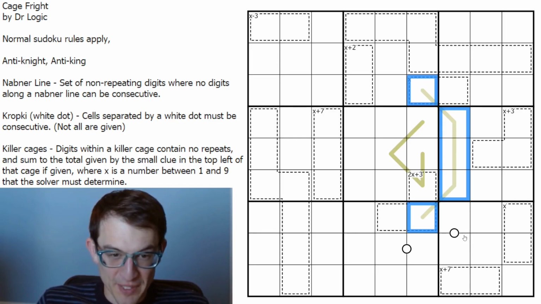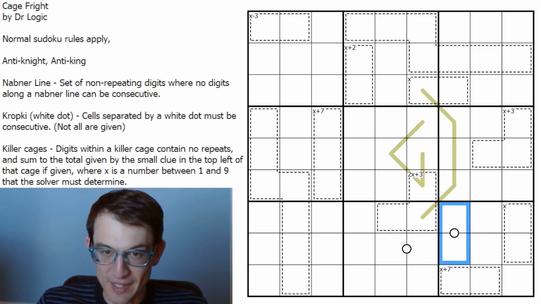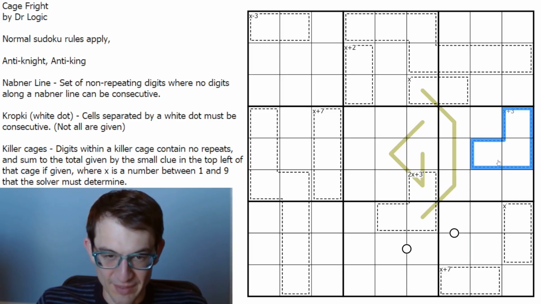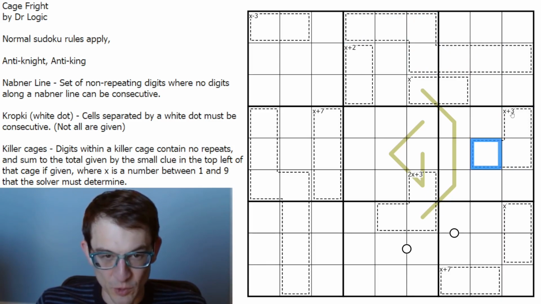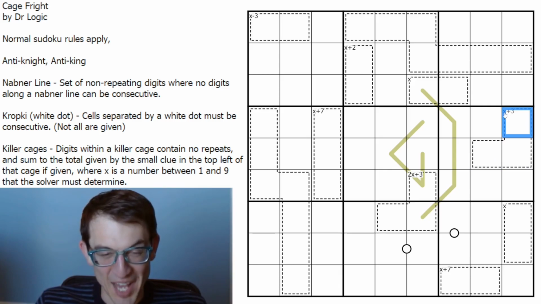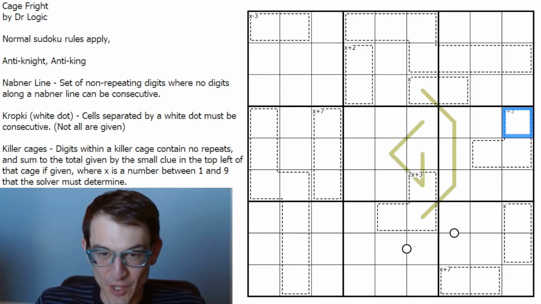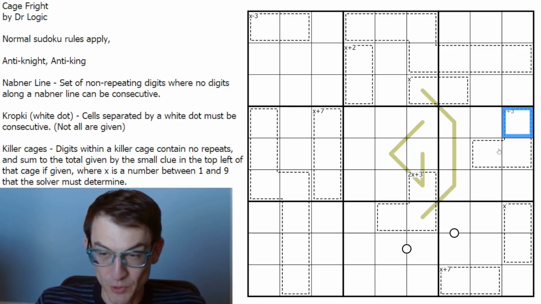I've got white Kropke dots, 2 of them here. So these 2 digits have to be consecutive. These 2 digits have to be consecutive. And I have these killer cages, which are normal killer cages, meaning that they just cannot repeat within a cage, which is only going to matter for these. And further, that they sum to the number. But the number here is obfuscated by this algebra equation involving x that I don't know, but x is going to be somewhere between 1 and 9. So those are the rules.